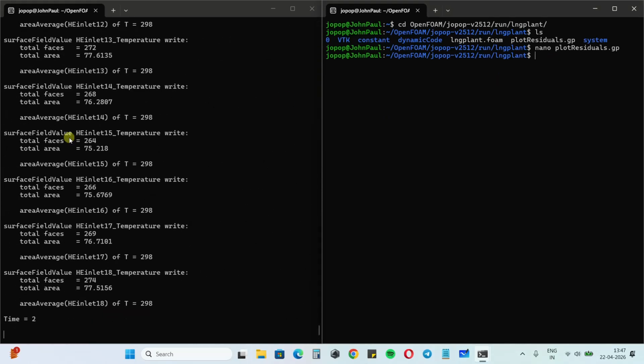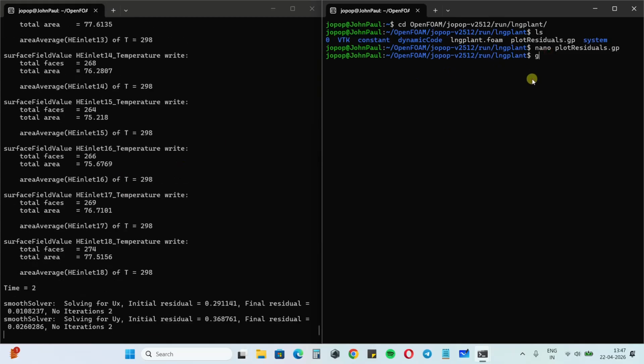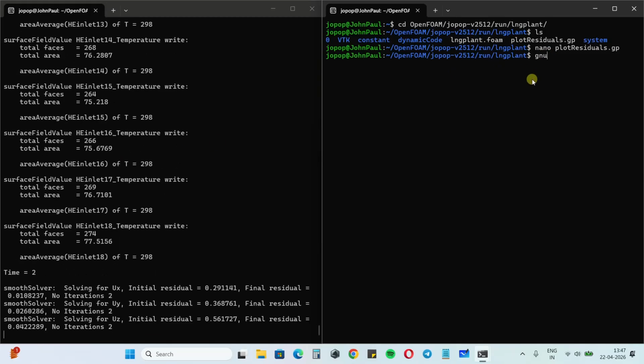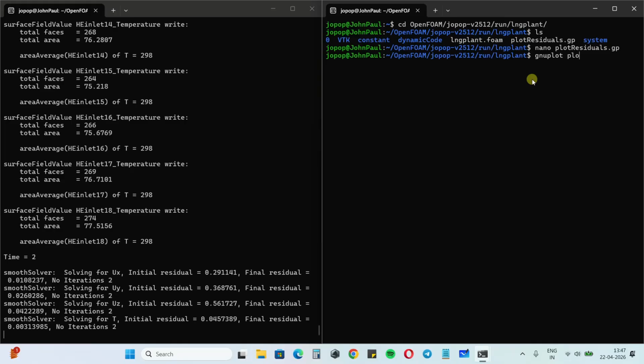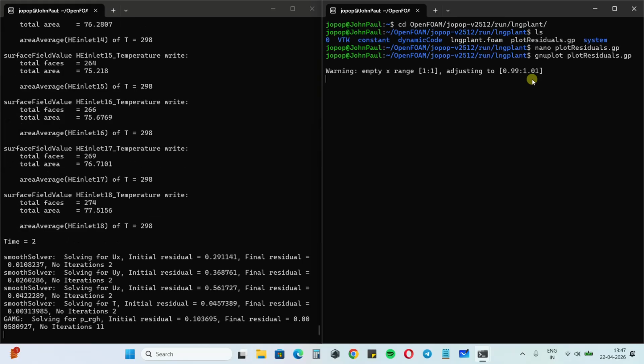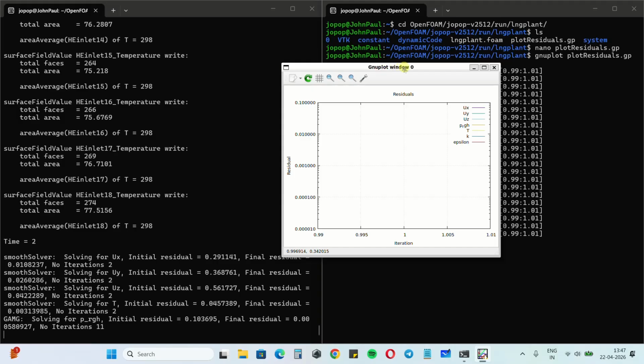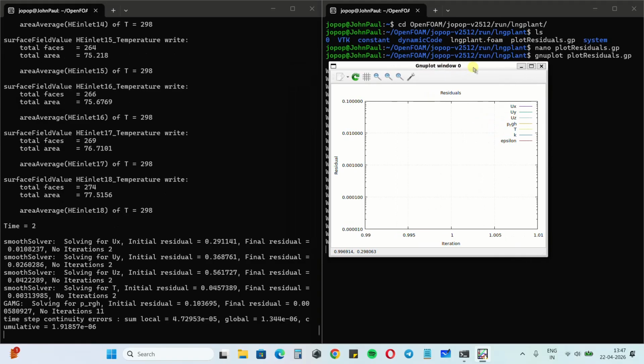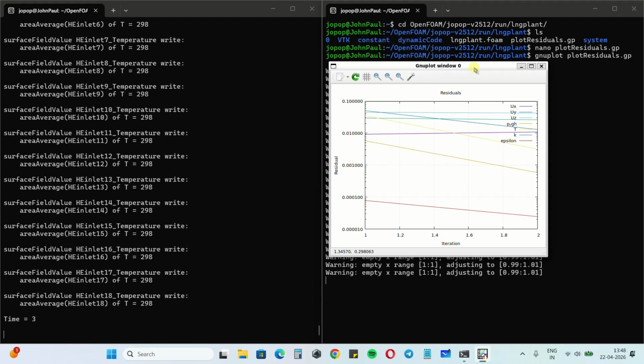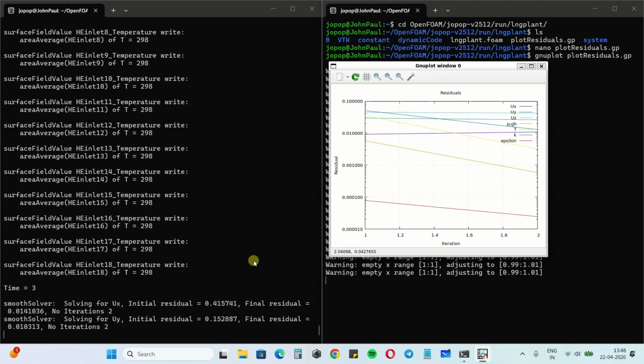Okay, so we have the first iteration completed. Now we can actually plot the residuals file. So you type in gnuplot plot residuals.gp, and that basically opens the residuals window. Okay, so here you can actually see the residuals progressing in real time. Okay, so it's running fine. So now we can wait for convergence and check the results.